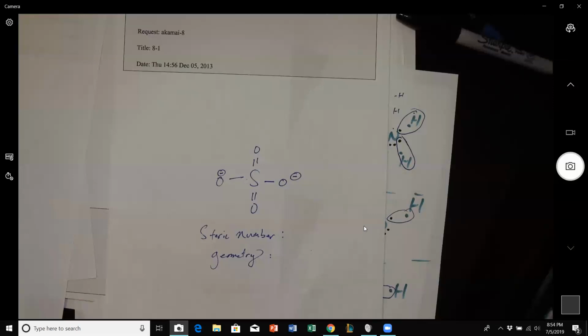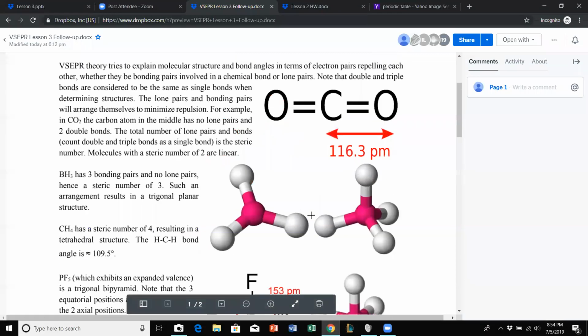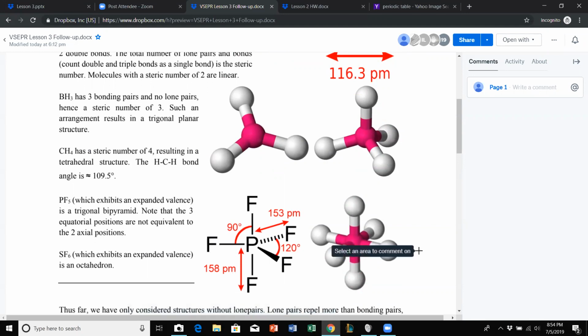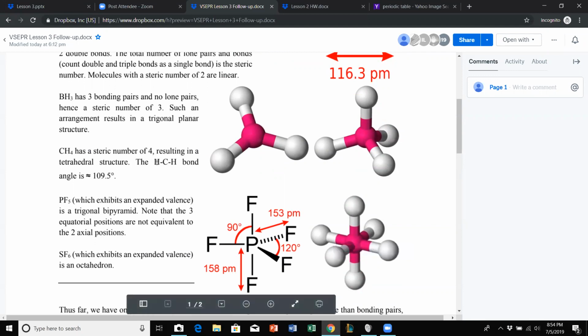So can someone tell me the steric number? Yeah, great. So 4. And then what's the geometry? I'll go back to the picture here. Which one of these is it? Steric number 4 is a tetrahedral structure. So which one of these is tetrahedral? Upper right, upper left.